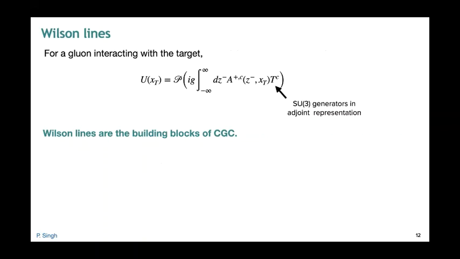And you always have to take into account the path ordering. Now, similarly, for a gluon interacting with the target, you can write the Wilson line. Again, this is given in terms of the A plus and the T^c, and the generator over here will be in the adjoint representation. So based on this, we can say that the interaction of the gluons and the quarks is expressed in terms of the Wilson line. So we can call the Wilson lines the building blocks of the color glass condensate.